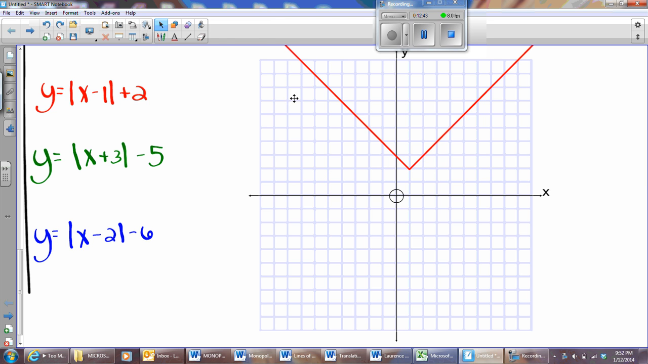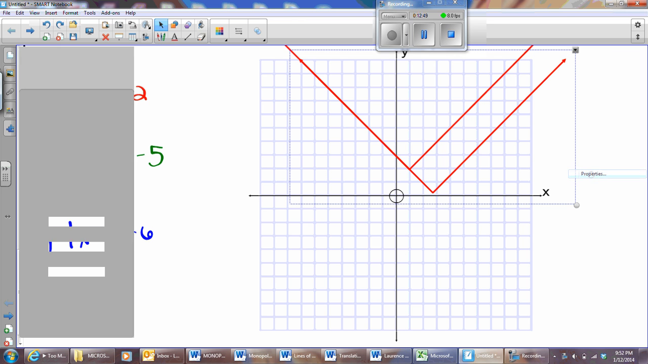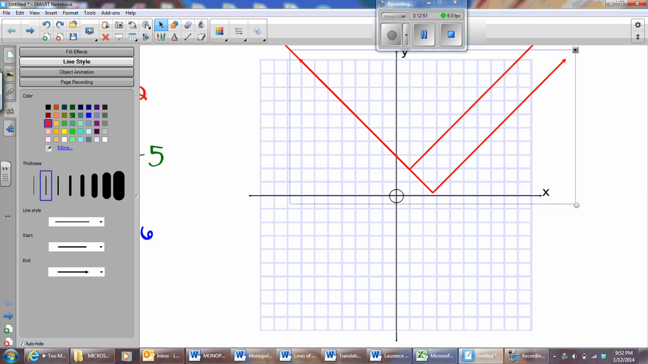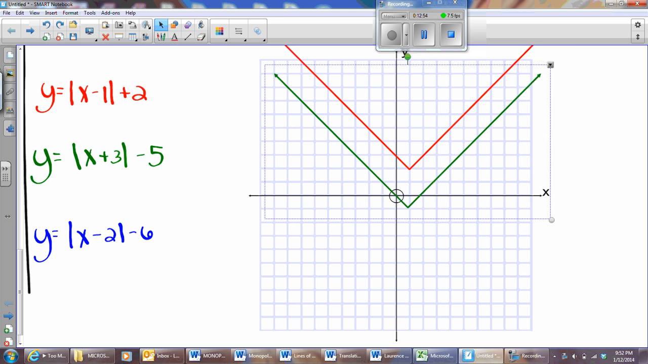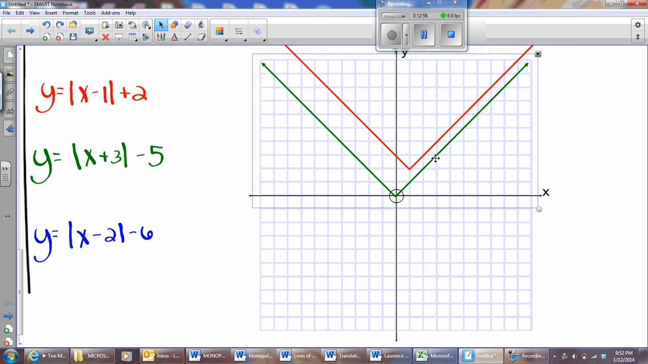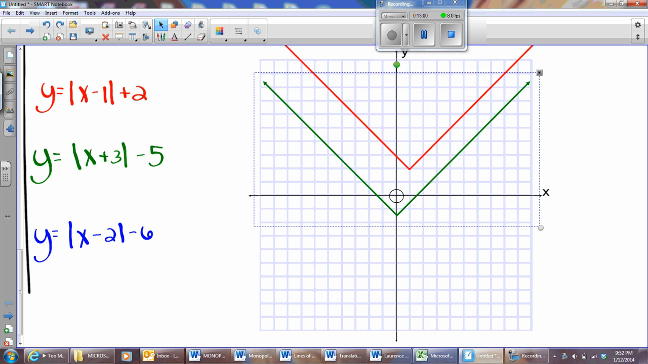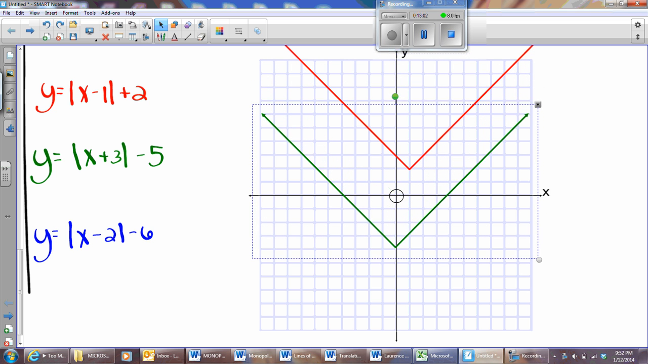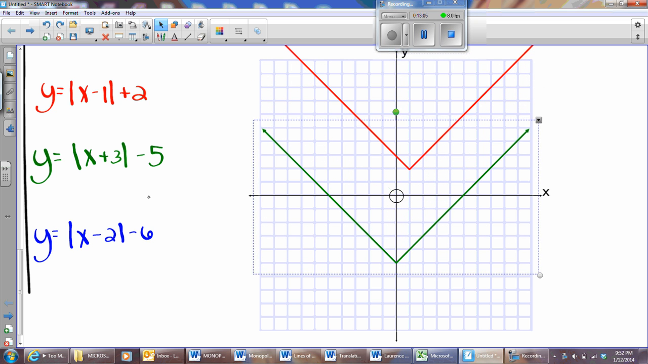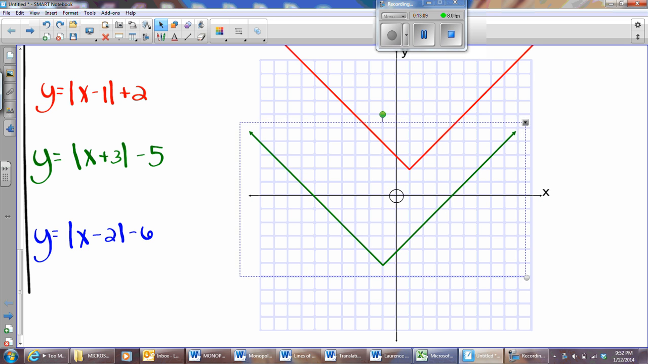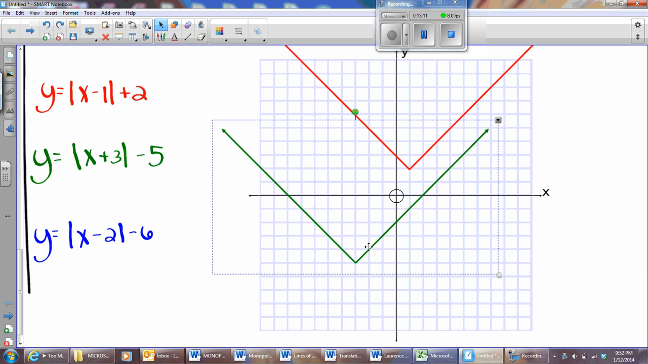This is crazy. All right, let me clone him and get a green one going on here. Put them at the origin, right? Okay. Now, this minus 5 moves them down 5. 1, 2, 3, 4, 5. And the plus 3 inside the absolute value sends it left. 3, 1, 2, 3. Yeah, the whole trick is I'm just finding the vertex.